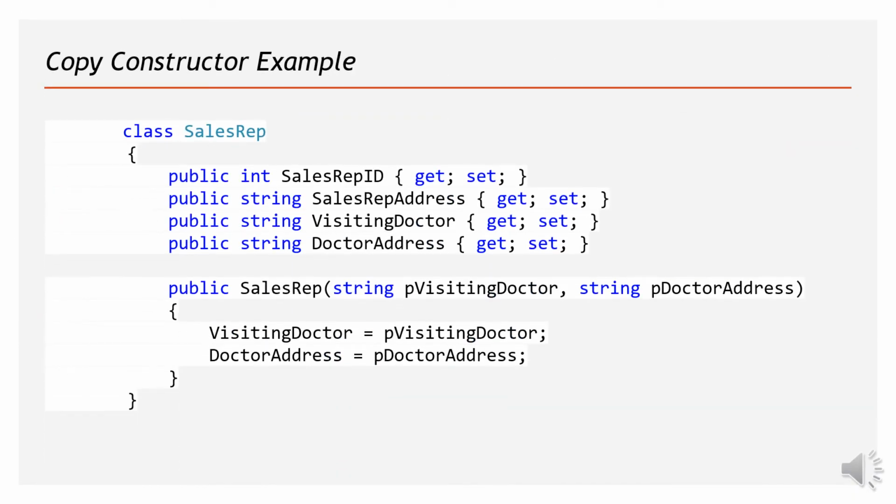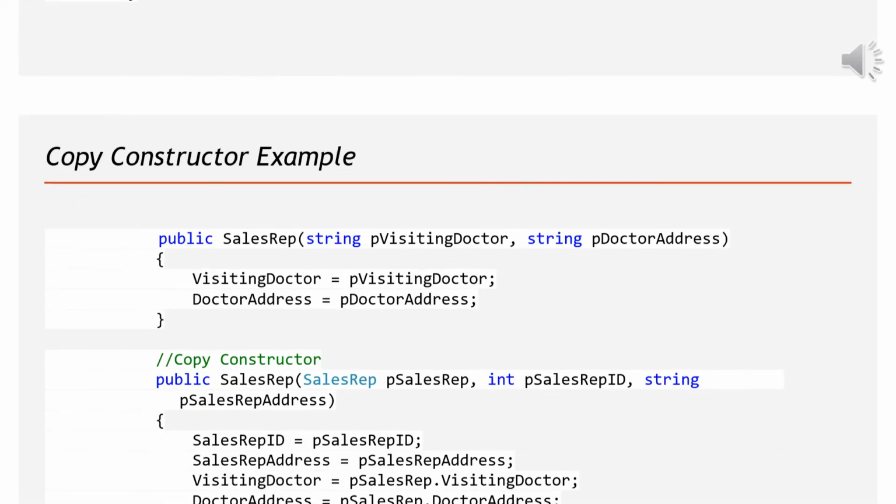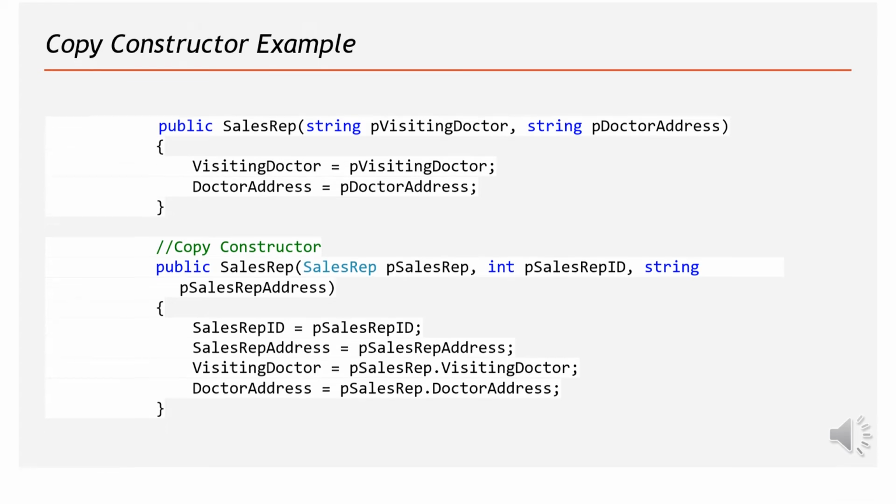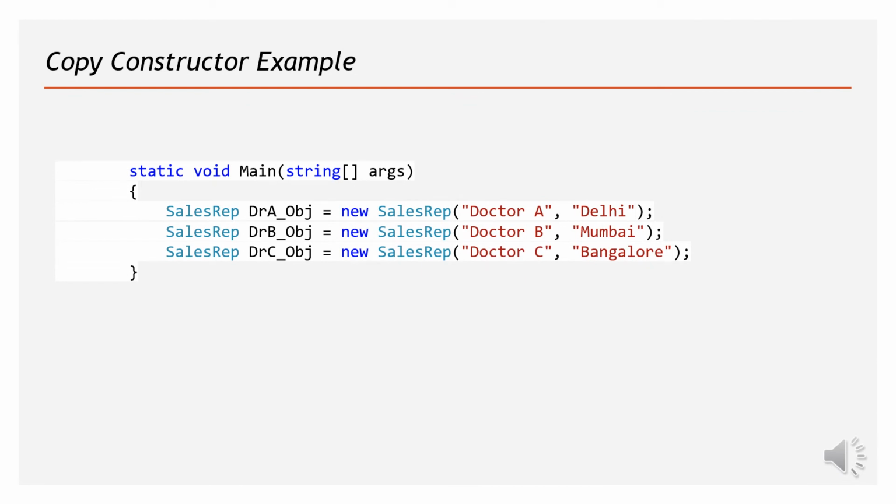In this example, we have a simple SalesRep class, which has one constructor that accepts the visiting doctor and visiting doctor address. We are adding a copy constructor with the same name, SalesRep, and we are adding this object as a parameter, along with the sales rep ID and the sales rep address. And in the main function, we are creating objects for three different doctors. One is for Dr. A Delhi, another one is for Dr. B Mumbai, and another one is for Dr. C Bangalore.